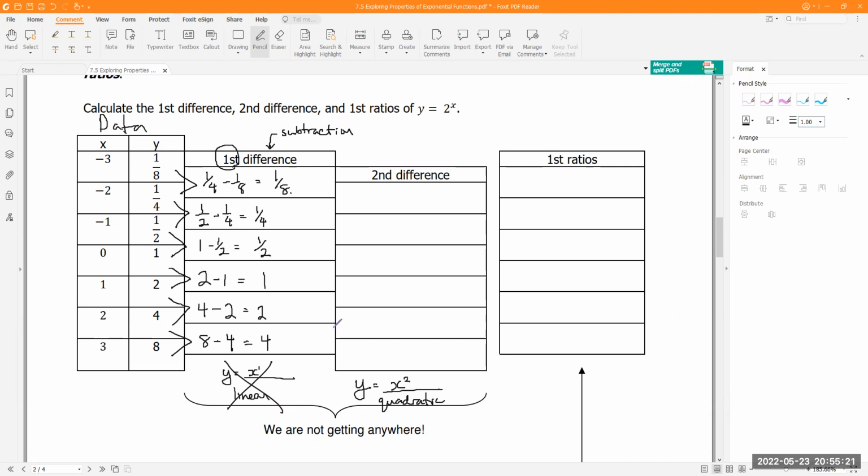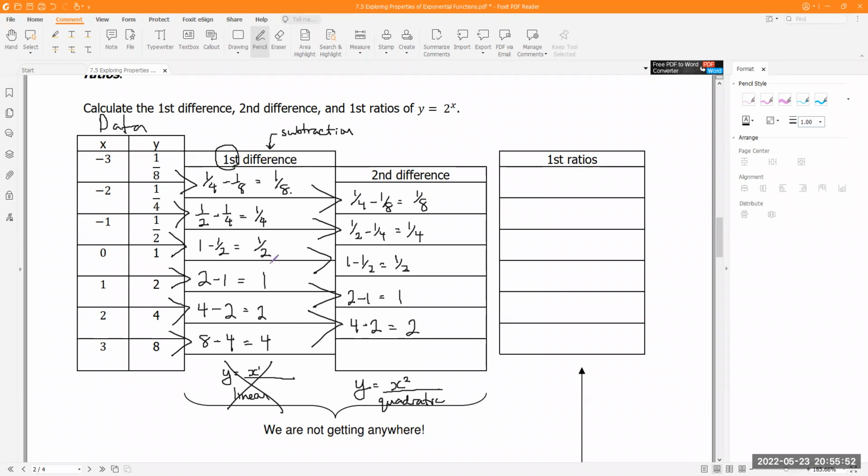So let's explore again. Let's try the second difference. So you take the numbers from the first difference and you subtract. That's a 2. 2 minus 1, that's a 1. 1 minus half, that's a half. Does that look familiar to you? Half minus 1/4 is 1/4, and 1/4 minus 1/8 equals 1/8.